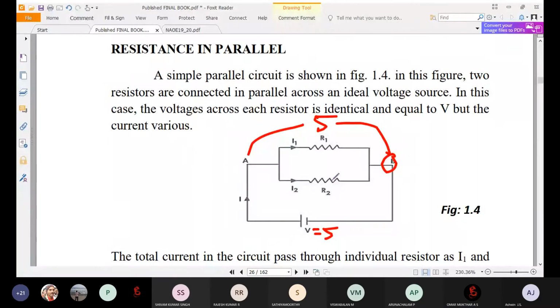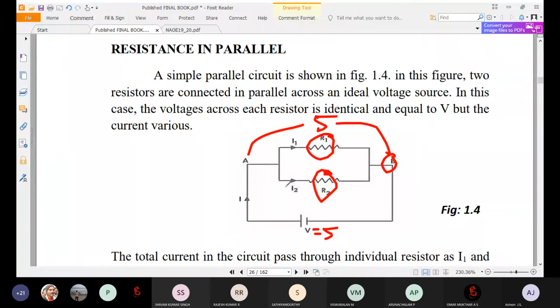Now what about the current? Current will get divided. Why? Because here you have 2 branches. This is like water. Water is coming and you have 2 connections, so the water will split into both terminals. Just consider R as the control of your tap. How much resistance is there? If the resistance is much more, the amount of water flowing will be less. Similarly, if the resistance is less, you are allowing more current.